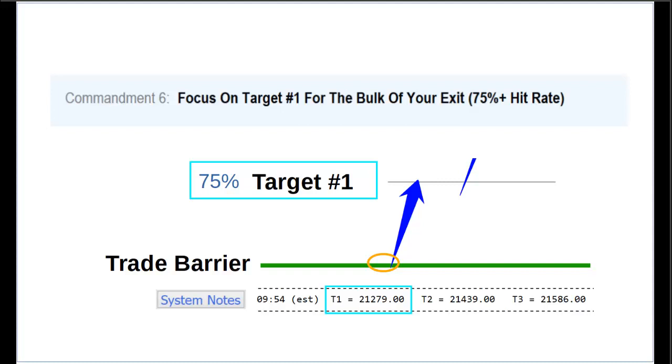So for instance, let's say you got up to 4 contracts, then take half off at target 1. Let's say you got up to 5 contracts of the micros, take 3 off at target 1, and so on and so forth. The documentation page spells out a couple different progression strategies for you in this regard. But just think target 1, high frequency, and work with that to get started.